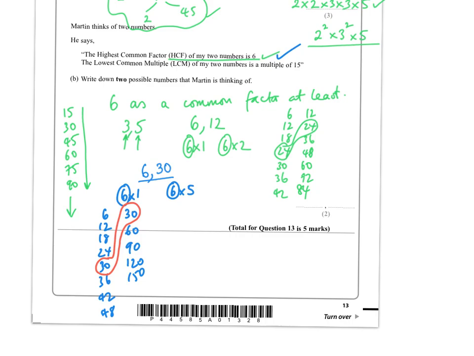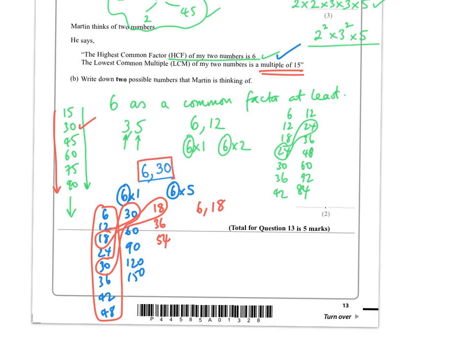Now, that's the lowest common multiple, so that would mean that the lowest common multiple would be a multiple of 15 because it's in the 15 times table. And that's why I didn't choose 18, because if I did the 6 times table down here, and then the 18 times table, 18, 36, 54 and so on, I'd see they both had 18 in common, but 18 would not be in the 15 times table. That's why I went for 6 and 30.